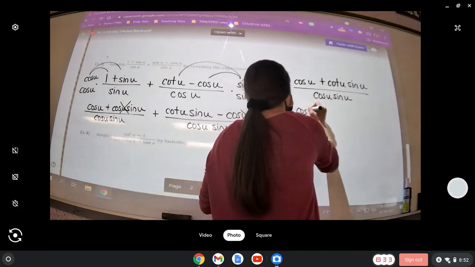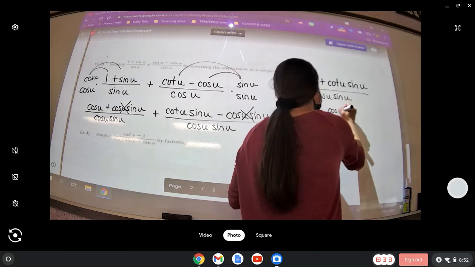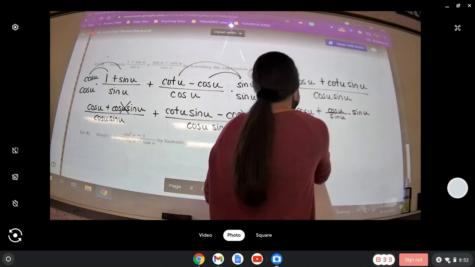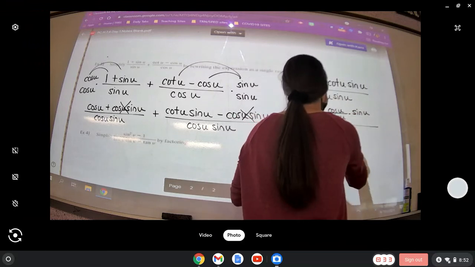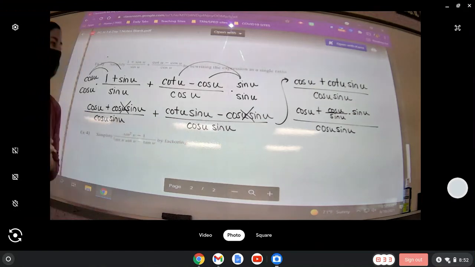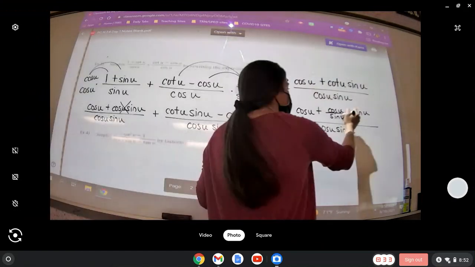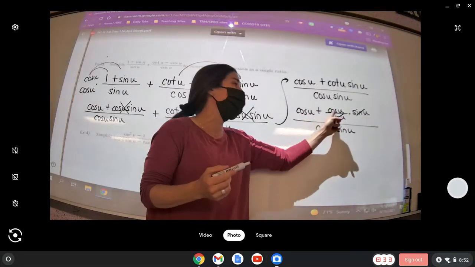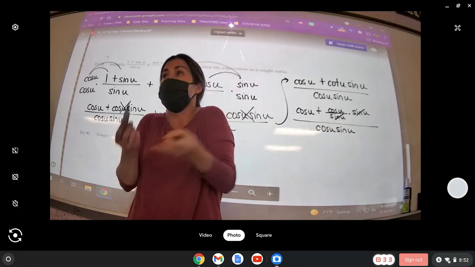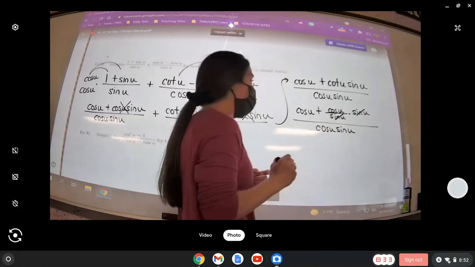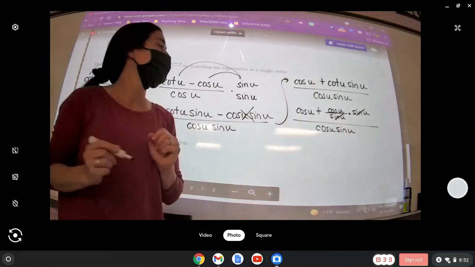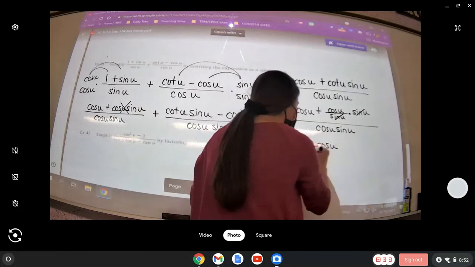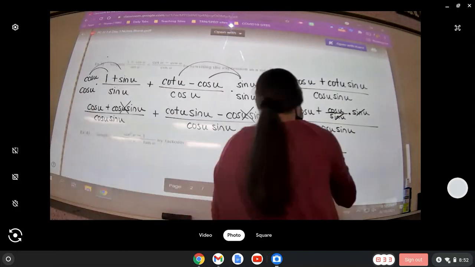So now it becomes cosine u plus, that's going to be cosine u divided by sine u times sine u, divided by cosine u sine u. So now this sine u and that sine u can cancel, and I'm just left with a cosine u plus a cosine u. That's two cosine u's. They're like terms. Where right here, this is a multiply. Done. All right, so now I'm left with cosine u plus cosine u. That's 2 cosine u over cosine u sine u.